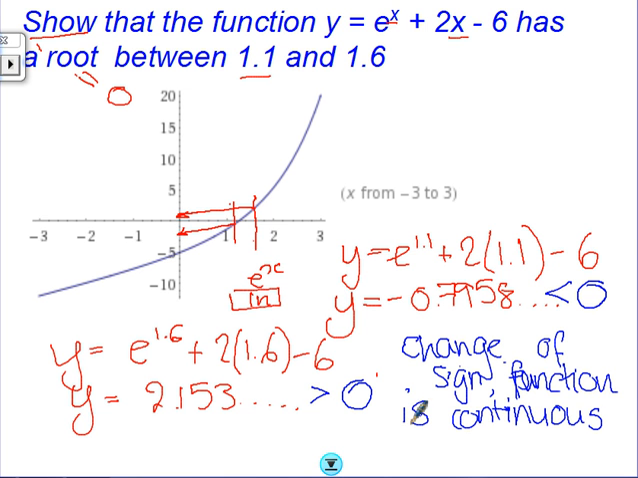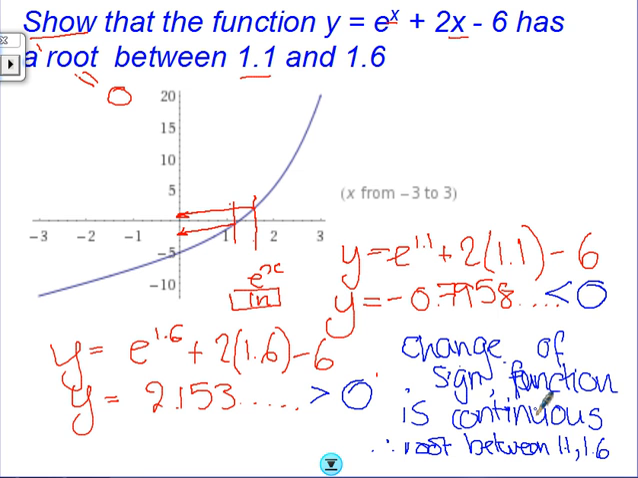However many years of education, I still can't write. Change of sign, function is continuous. Therefore, we've got a root between 1.1 and 1.6. Yeah. Good.